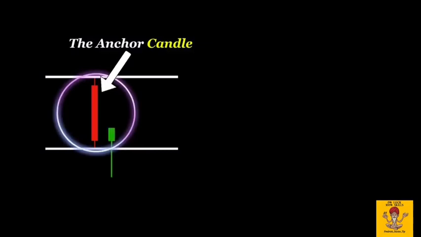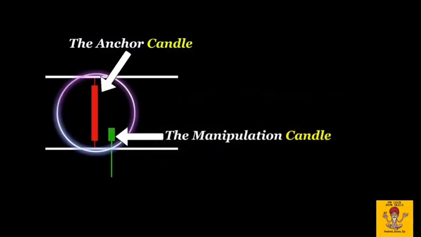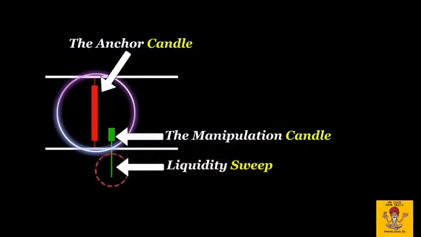Now we move to candle 2, the manipulation candle. This is where smart money makes a move. Price creates a false breakout above or below the anchor candle's range to grab liquidity and trap retail traders. This is usually a pin bar or a wick rejection candle designed to trigger stop losses.